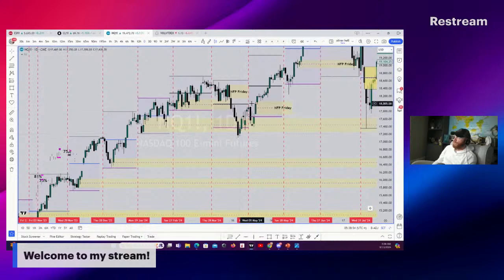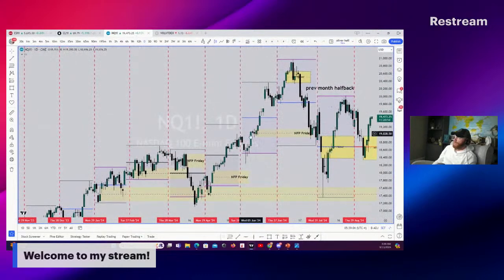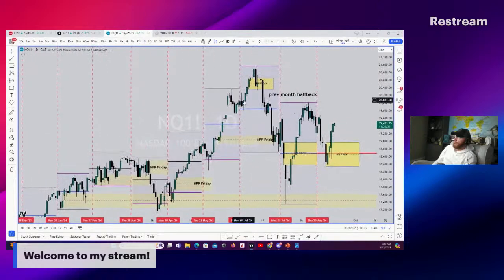New month opens. On this day, we close above on the daily chart, previous month 50% and NFP Friday, to continue the trend. And then what's the step, right? We are above previous month 50%, but NFP Friday is failing.